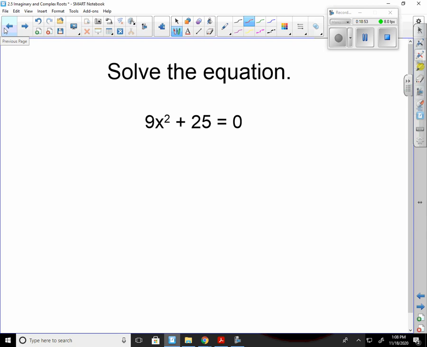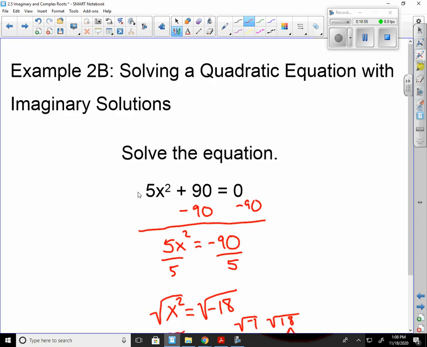There will be some homework tonight. It'll be a little bit of the stuff we did yesterday with rationalizing denominators, and then some of these problems. That's it.